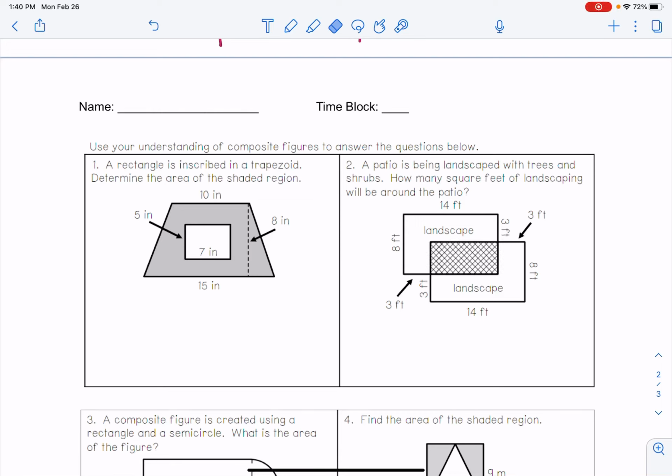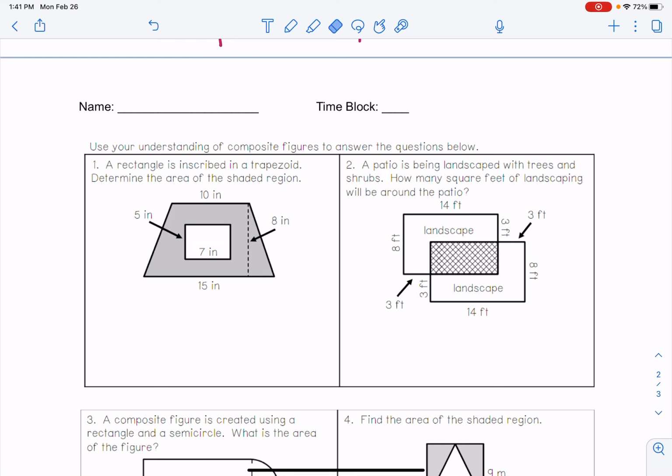This is Mrs. Correa here at John Marshall High School, and we are continuing our discussion on composite figures on the back of our notes page. It says, use your understanding of composite figures to answer the questions below.